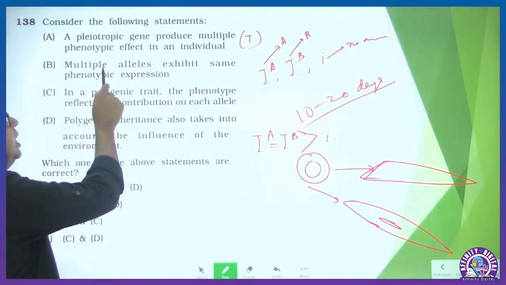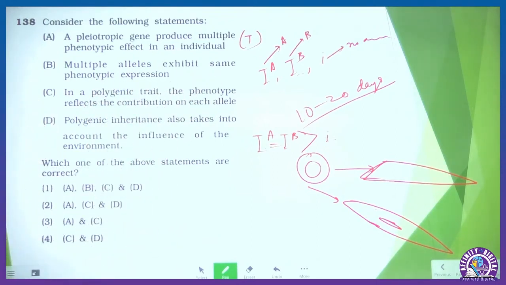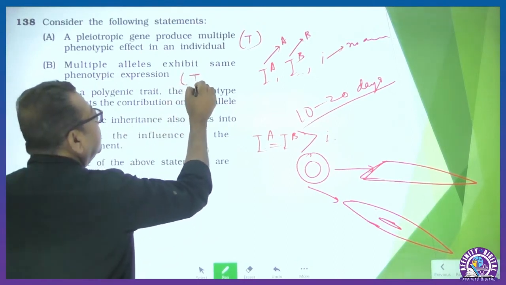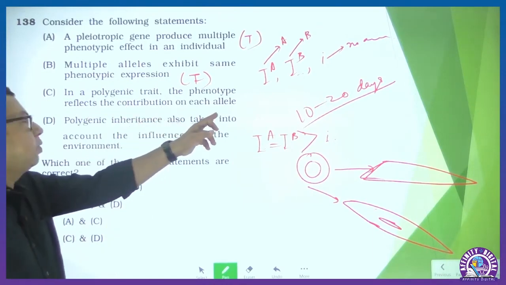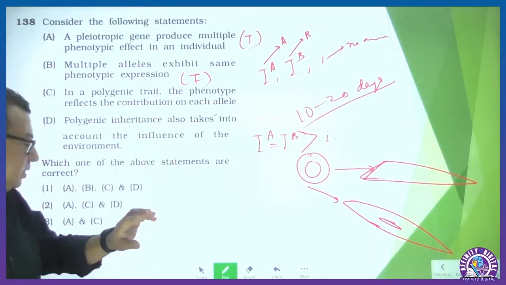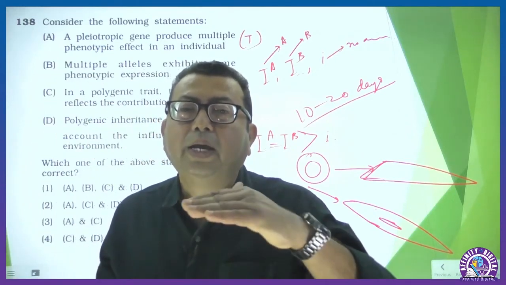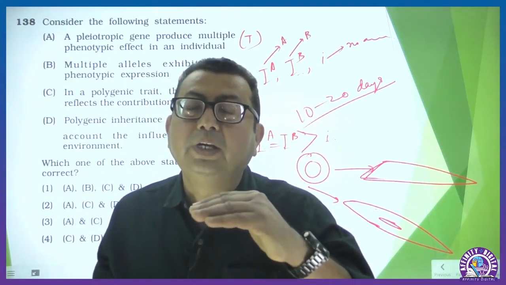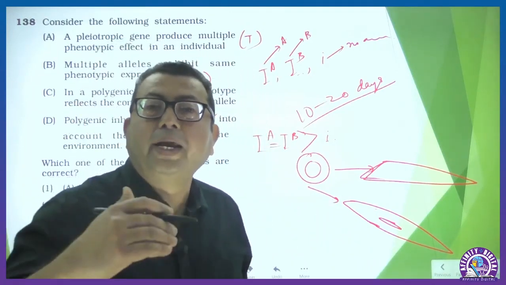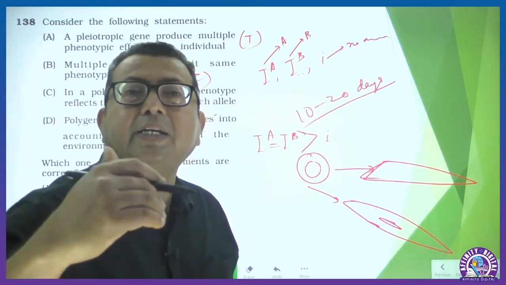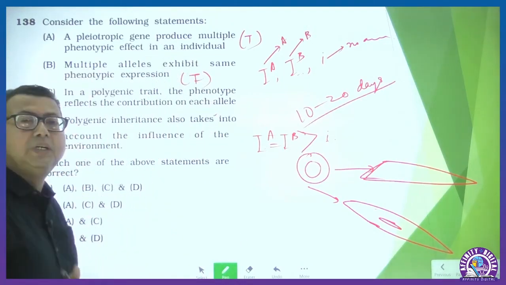Lekin yaha pe kya likha? Multiple alleles exhibit the same phenotypic expression. Wrong. So this is false. In a polygenic trait, the phenotype reflects the contribution of each allele. That means polygenic inheritance is when a character is controlled by quantitative effect of more than one pair of genes.